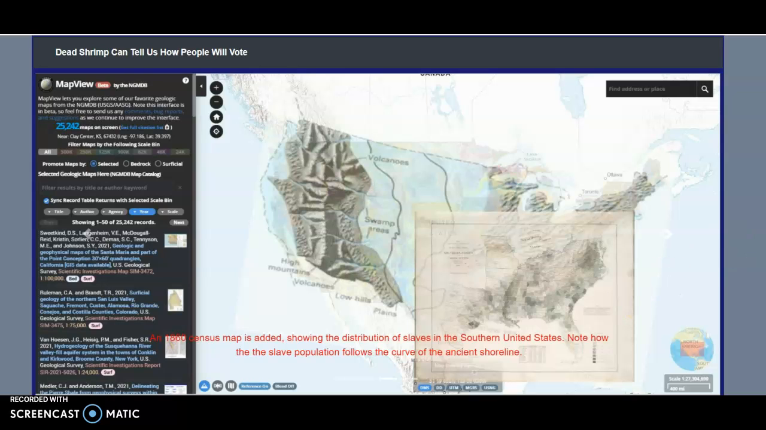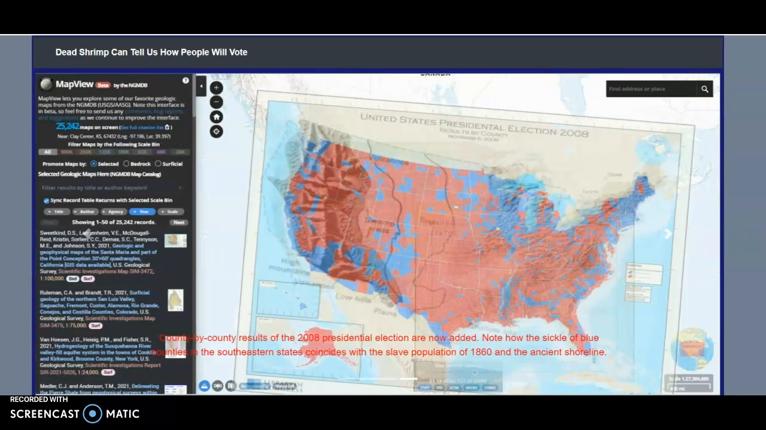Now, what's really interesting is if we add an electoral map from the 2008 presidential election that's county by county, you'll see that there's that similar sickle shape of blue counties in the otherwise deep red south.